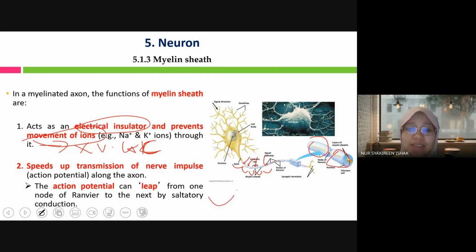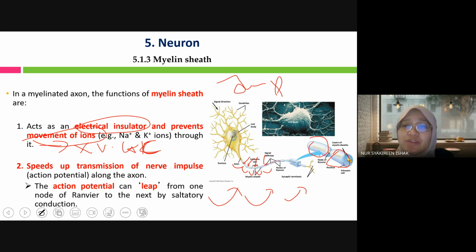So impulse akan jump from one node to another node to another node. Saya guna istilah jump, bukan impulse tu macam jump betul-betul. Dia adalah due to the impulse that is generating at one node and then trigger the next node and then trigger the next node. Macam tu. Nampak dia letak sebagai leap tu kan. Okay, so the action potential can leap from one node of Ranvier to the next by saltatory conduction.